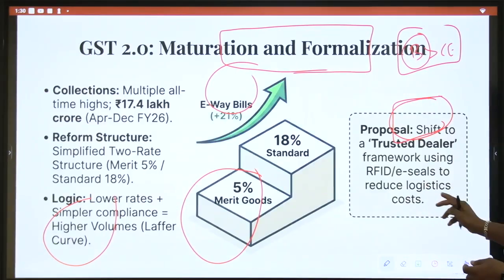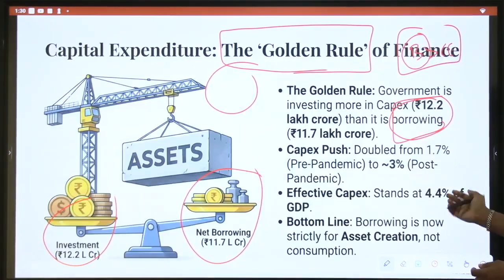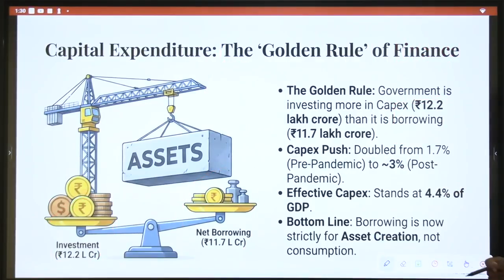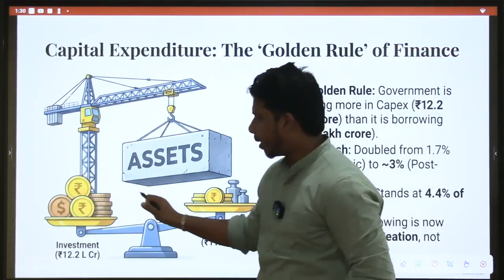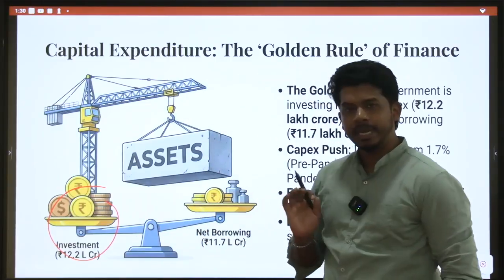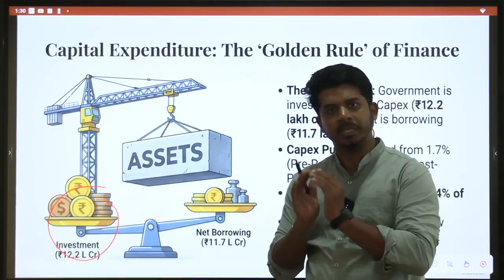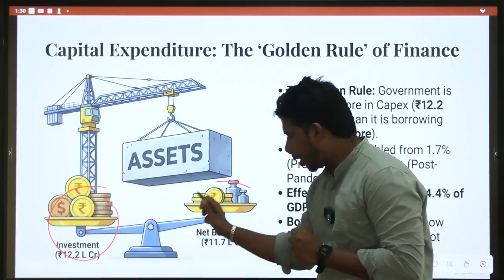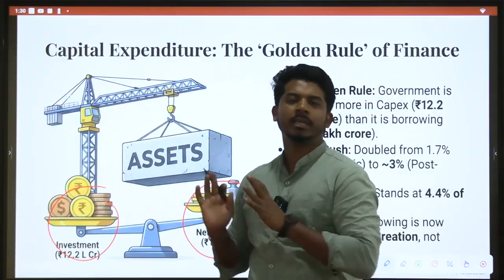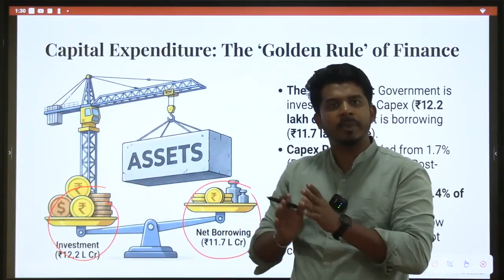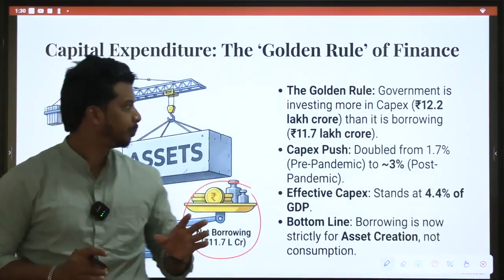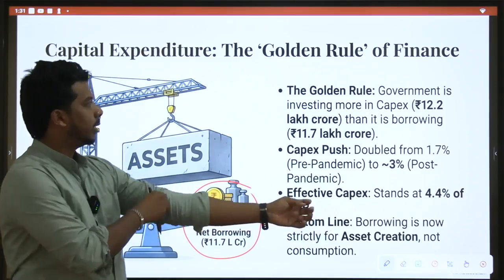But now we have overcome it. Now we have achieved this golden rule. This word is mentioned in the survey. So what is the golden rule here? For the first time, our capital expenditure is more than net borrowing. That means whatever amount we have borrowed, we have utilized it all for capital expenditure. So we did not borrow money for revenue expenditure or other purposes. So this is a very good thing. Okay. So our net borrowing.